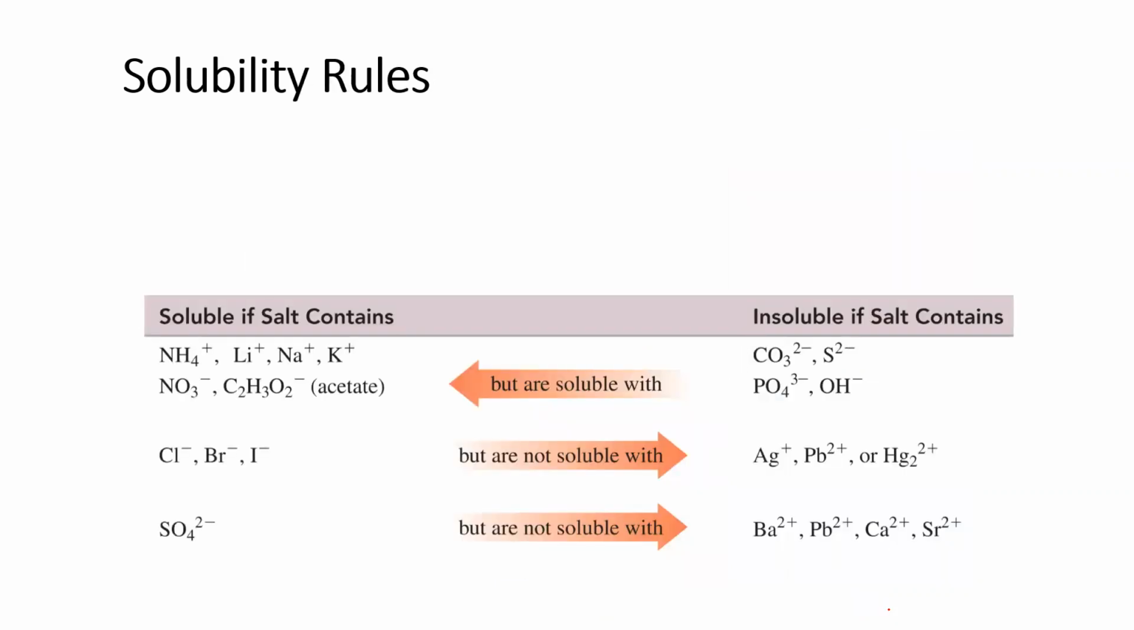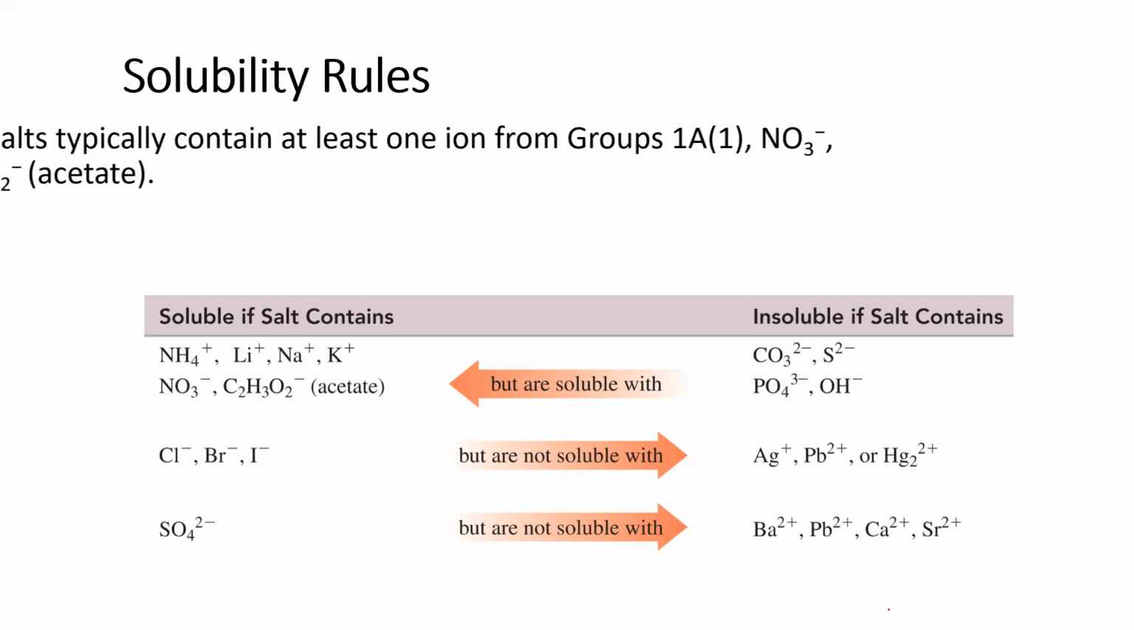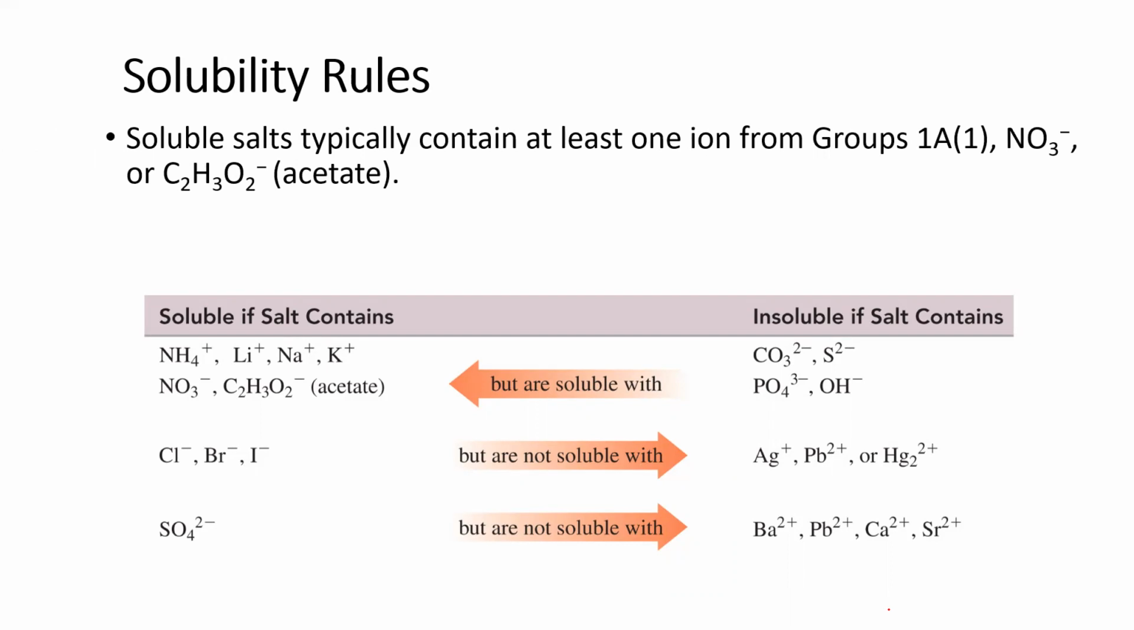So, how do I determine whether or not an ionic compound will dissolve in water and dissociate to give me a homogeneous mixture, or in other terms, a solution? I have to follow solubility rules. So here are the rules. Soluble salts typically contain at least one ion from group 1A, which are your alkali metals, nitrates, or acetates. So basically, if you have any of these as a cation, or the top are the cations, or those bottom nitrates and acetates as anions, you're essentially going to have a salt that dissolves in solution.